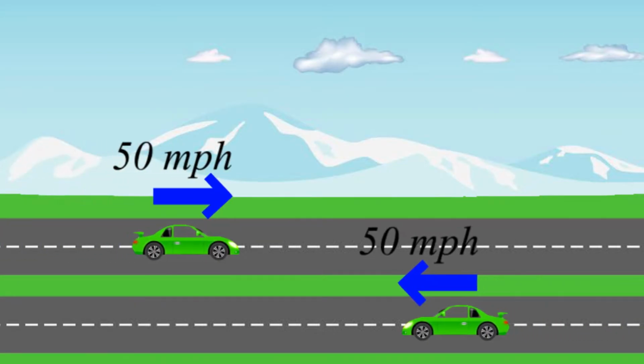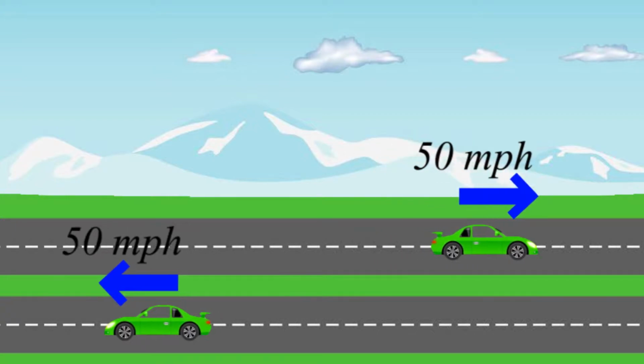Here are a couple of examples to explain. If a car comes towards you at 50 miles an hour and you are in a car driving 50 miles an hour in the opposite direction, it's coming towards you at 100 miles an hour relative to your car, or your frame of reference. Let's look at another example.